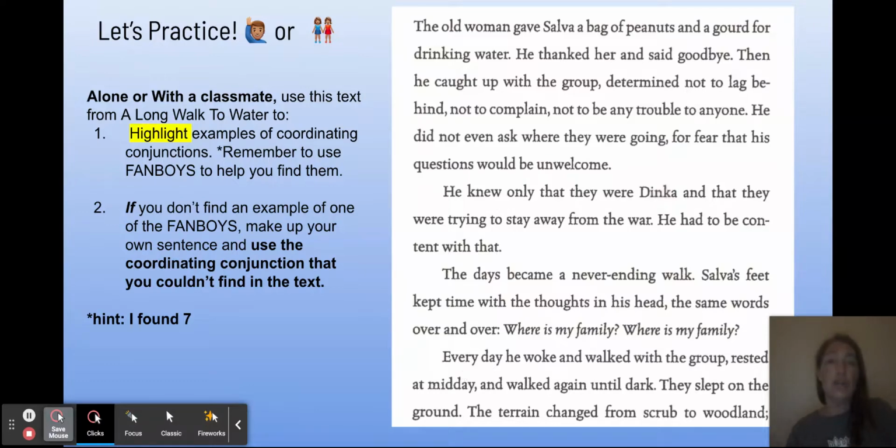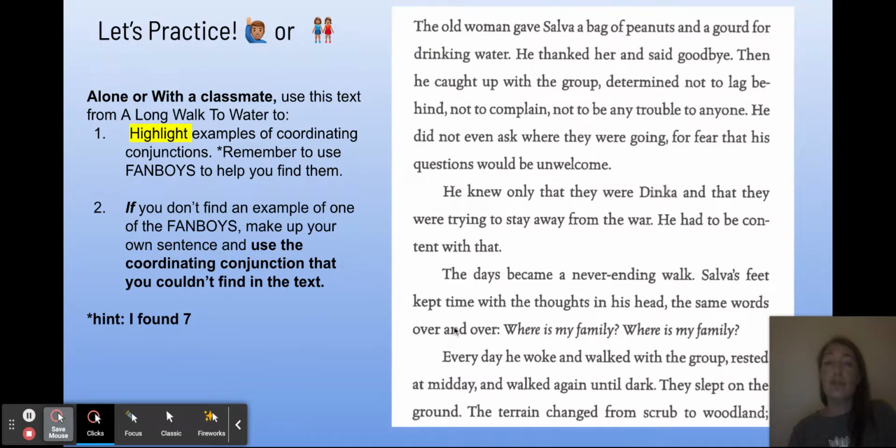I'd like you to go through and highlight the coordinating conjunction and determine why it's there. What is it doing? Is it joining two things that are similar? Is it setting up a contrast? Is it doing something else? Is it talking about time in some way? Is it explaining cause and effect?